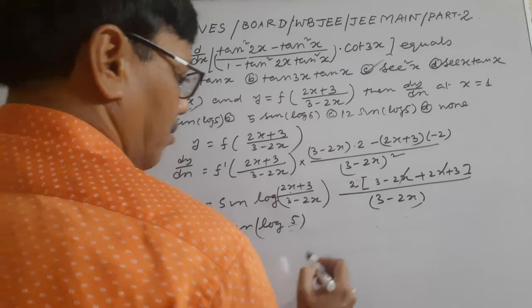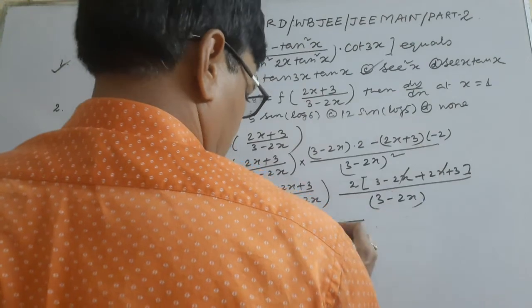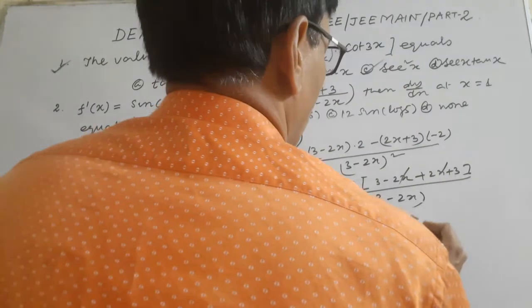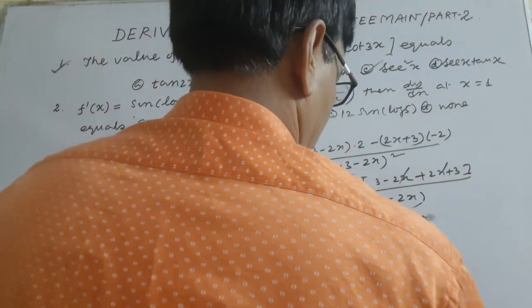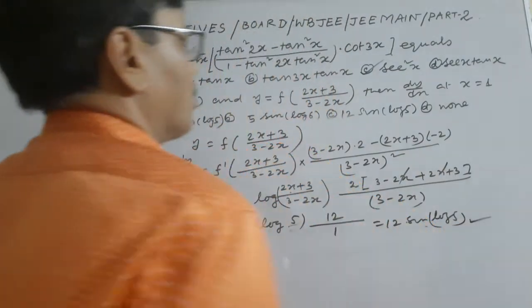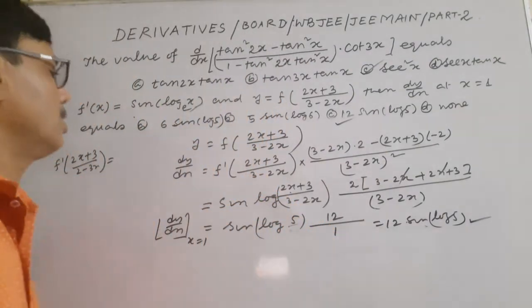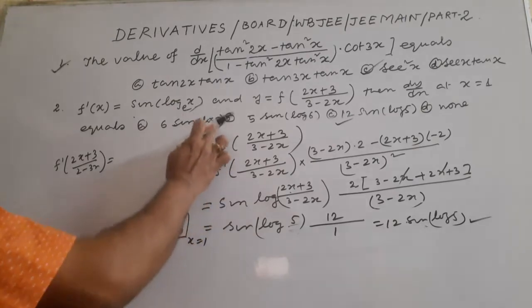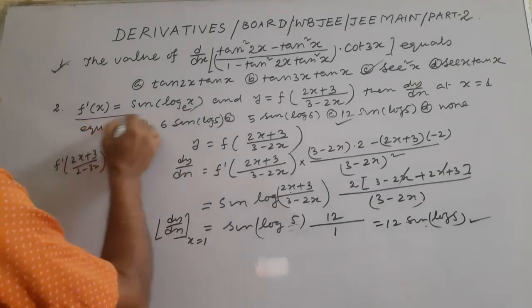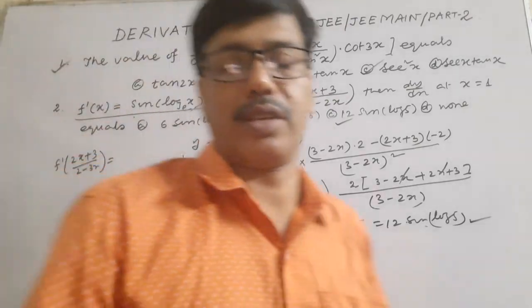This is 3 minus 2, this is 1, and 6. This is 12. So the final answer is 12 sine log 5. So it is very simple. y is given, dy/dx equals to f dash of this, then d/dx of the argument. Now f dash is given. Otherwise, the answer will be in terms of f dash.